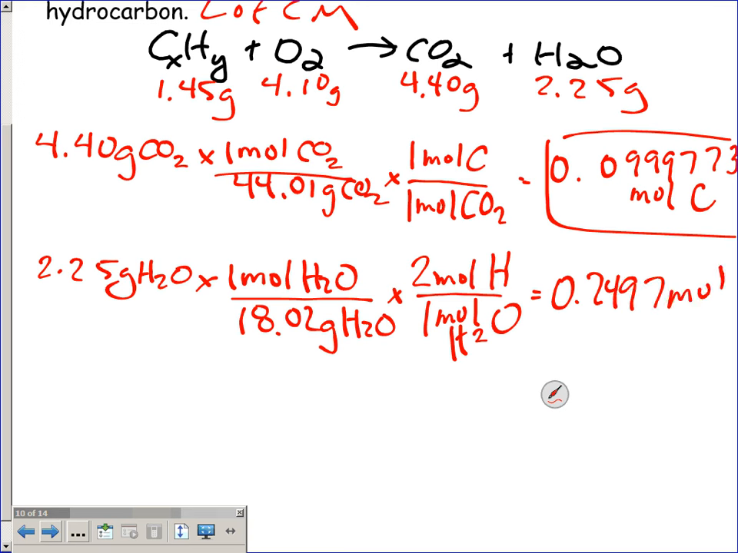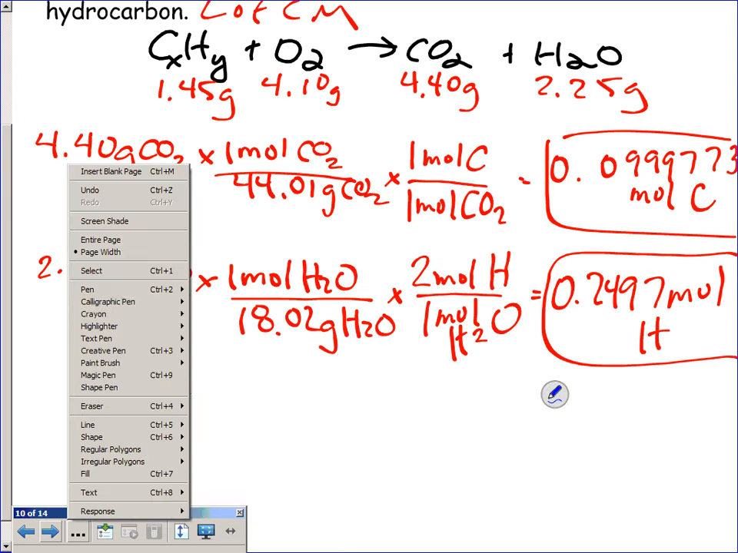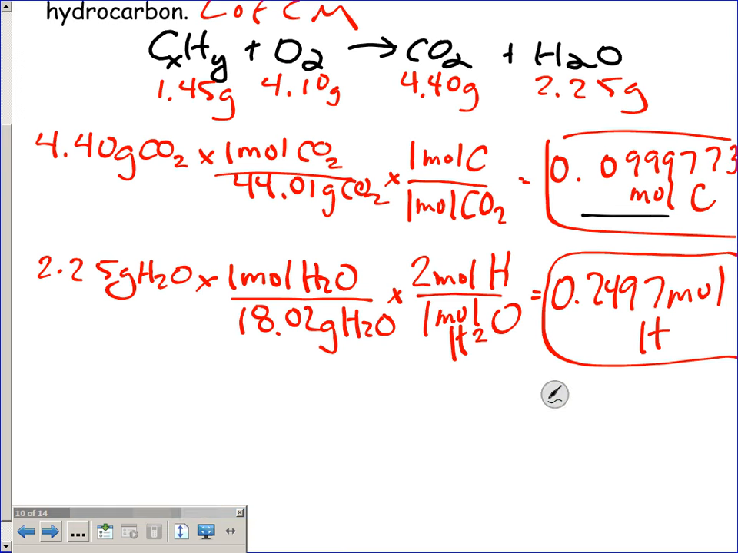0.2497. Okay. Now, this is where it gets familiar. Now we're down to just single atoms. If they're in their moles, how do I get an empirical formula from this? Divide by the smallest one and just figure out the ratio, right? Alright, so I'm dividing by this one, right? 0.0999 blah blah blah. That's 1. Alright, and then divide this by 0.0999 blah blah blah. And that's like what? 2.5. Okay? So here's our 2.5 again.